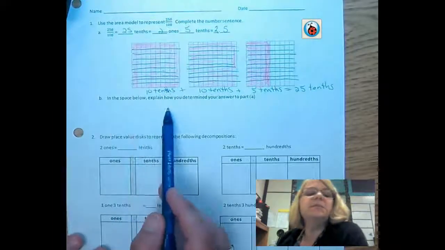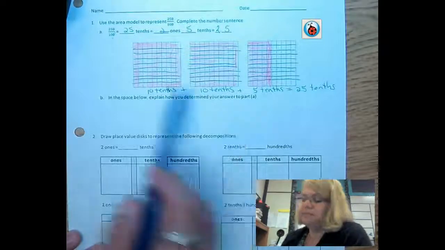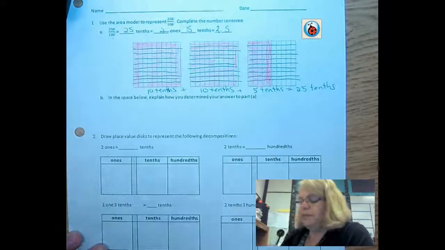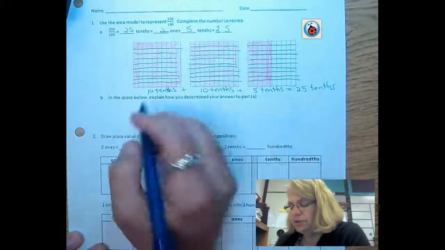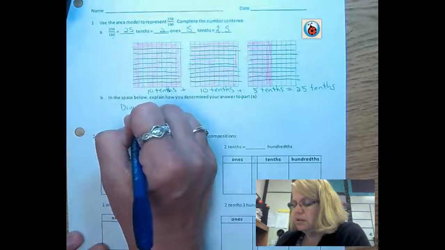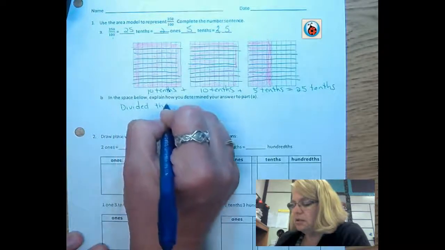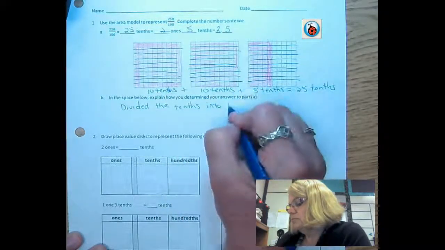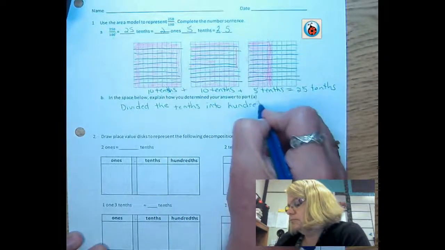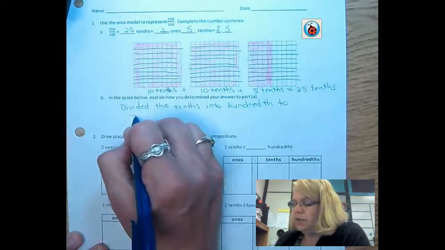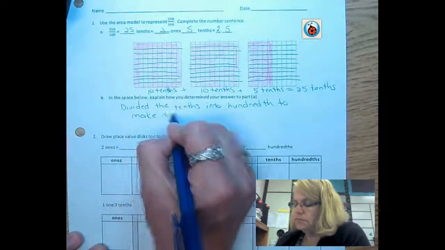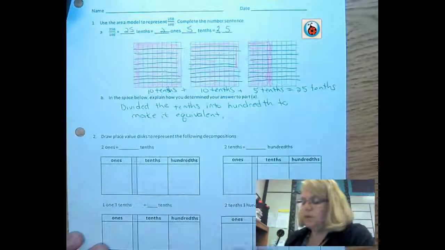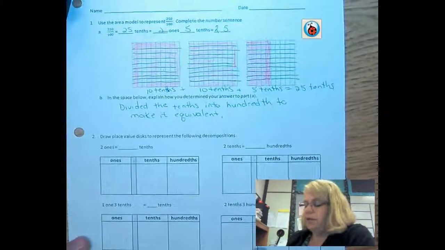Letter B says, in the space below, explain how you determined the answer to part A. Okay, how did we determine the answer to part A? We divided the tenths into hundredths instead, to make it equivalent. Okay. Divided the area models.